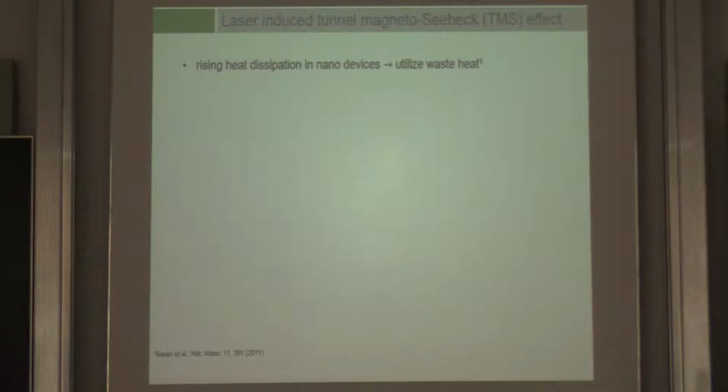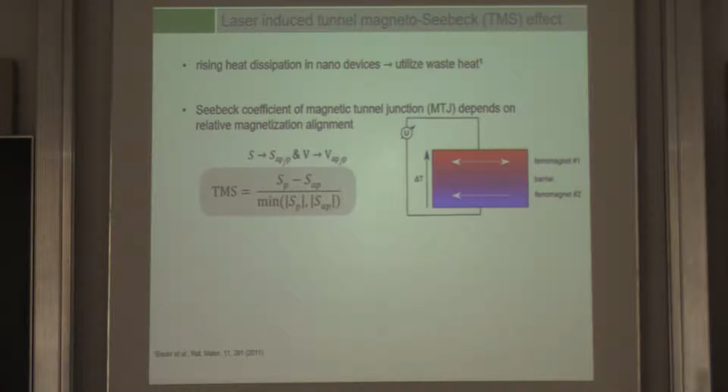So at first, the laser-induced tunnel magneto-Seebeck effect. The ultimate goal more or less is to utilize the rising heat dissipation in nanodevices. So we want to use this otherwise wasted heat. For example, you can think of heat sensors, for example. And we want to do that with magnetic tunnel junctions, or we do that with magnetic tunnel junctions.